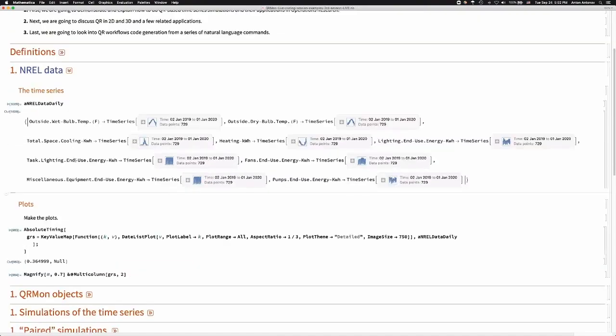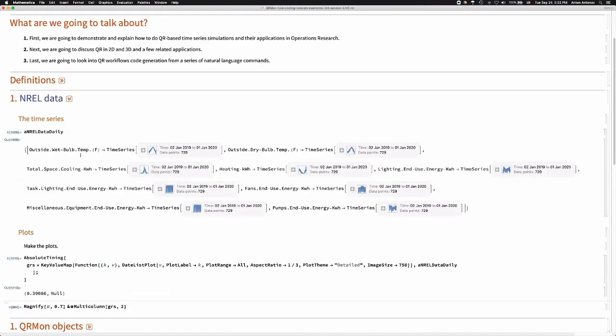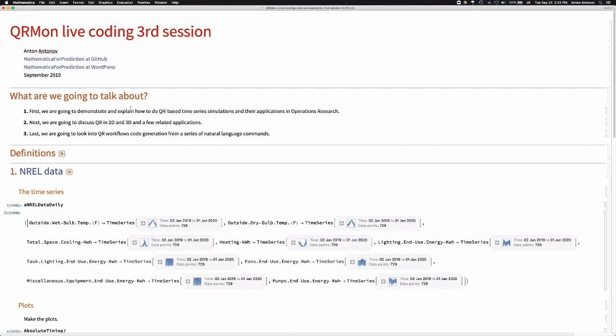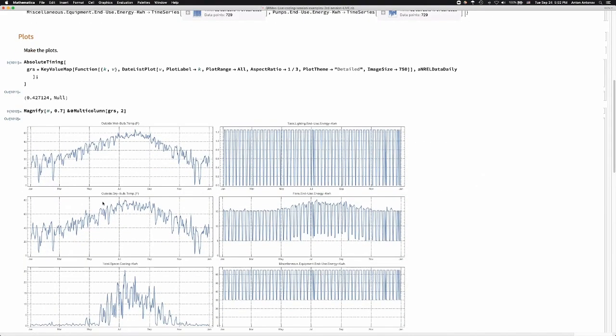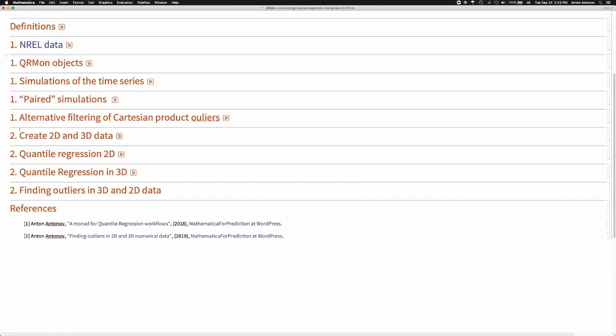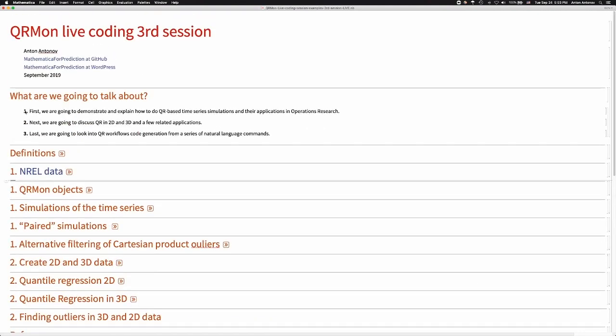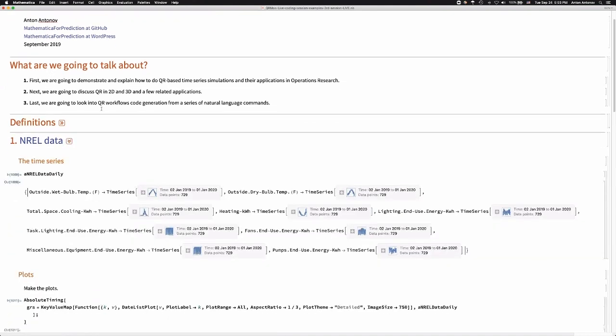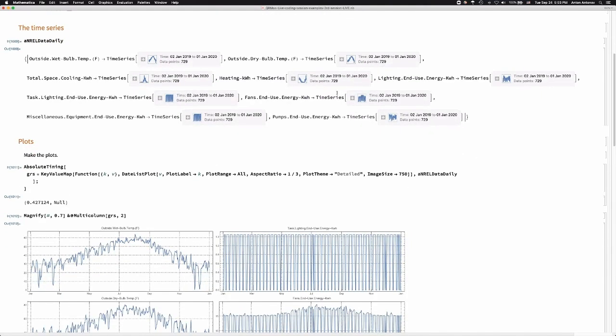So first, we're going to be looking into simulations of time series and the potential applications to operations research. I'm not going to show the actual applications, but I am going to indicate what is needed and how the simulations are done. Before going further, I would like to mention in this notebook the different sections. The number in front of the sections corresponds to the number of the topic, which is given here in the top section.